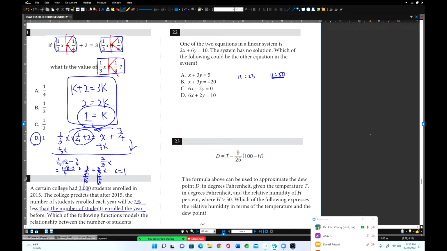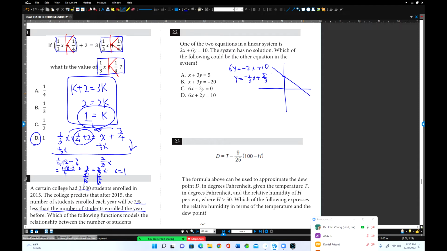Number 22. So we have one of the equations, 2x plus 6y equals 10. Actually, this one looks like this one. 6y equals negative 2x plus 10. When you divide by 6, y equals negative 2 over 6 is about negative 1 over 3 x, and plus 10 over 6 is 5 over 3. Looks like this one. Y-intercept is 5 over 3. Slope is a negative number, okay?